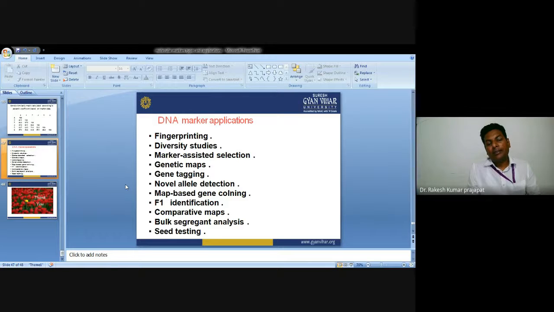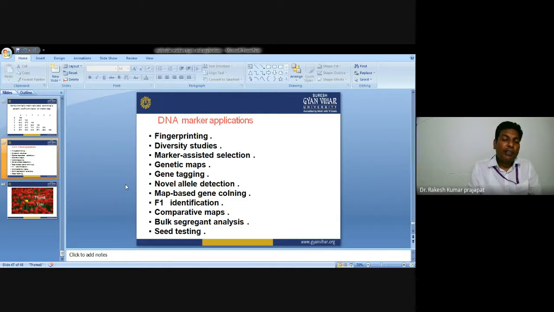DNA fingerprinting markers are useful. Markers are also very useful in diversity studies, where we study the different diversity present in different germplasm, so we can use molecular markers extensively for that. Then marker-assisted selection: obviously, it is based totally on molecular markers, as selection of a particular trait is done with the help of molecular markers. Genetic mapping is also done with the help of molecular markers.